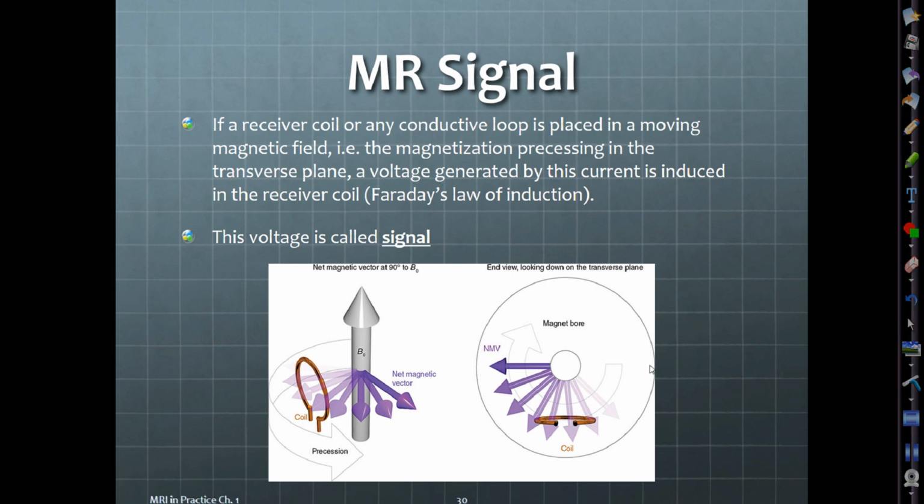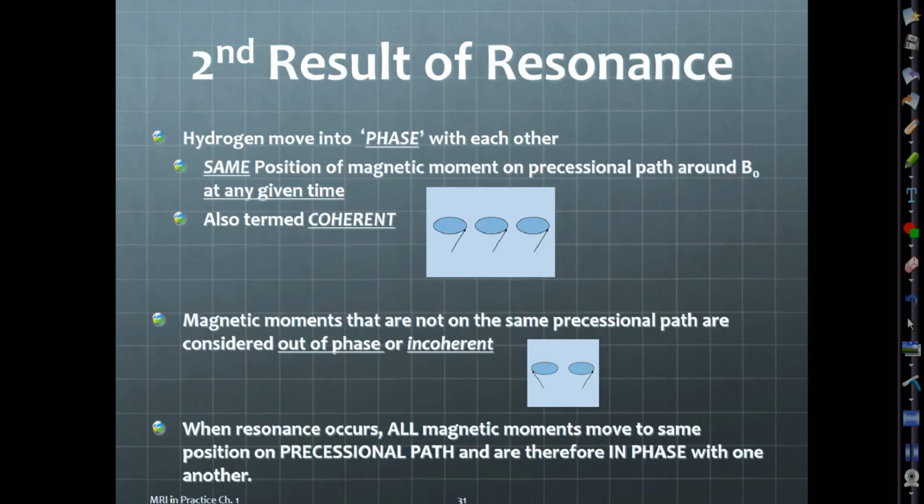All right, so that really wrapped up just that first thing that happened as a result of resonance. The net magnetic vector opposed B sub 0. The angle at which it opposes is called the flip angle. It rotates around the transverse axis and creates signal by inducing a current in the receiving coil. So the second result of resonance, let's get back to it.